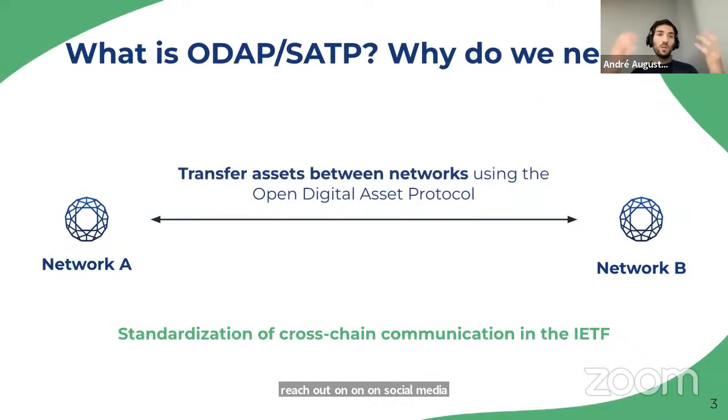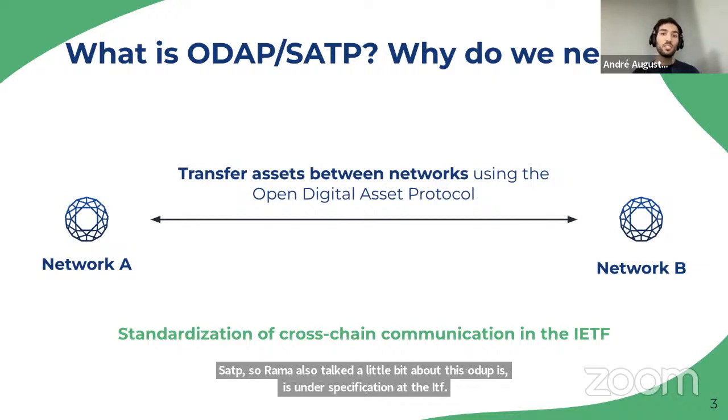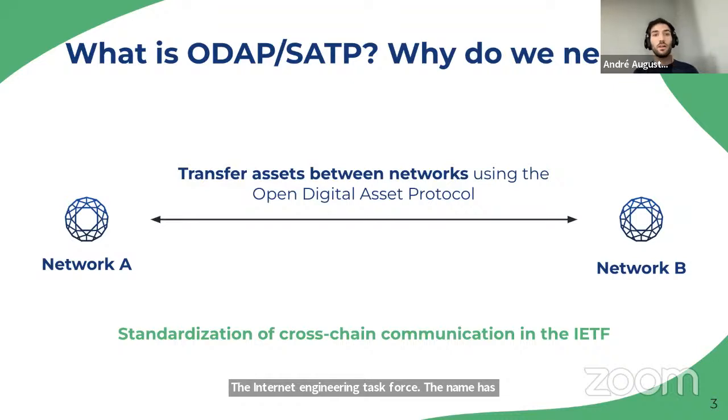So what is ODAP or SATP? Rama also talked a little bit about this. ODAP is under specification at the IETF, the Internet Engineering Task Force. The name has changed recently from ODAP, Open Digital Asset Protocol, to Secure Asset Transfer Protocol. This is why we still have these 2 names here. In Cacti, we still have the plugin with ODAP, so I will use that name here today. So ODAP is basically an asset transfer protocol that is suited to work either on blockchains or legacy systems.